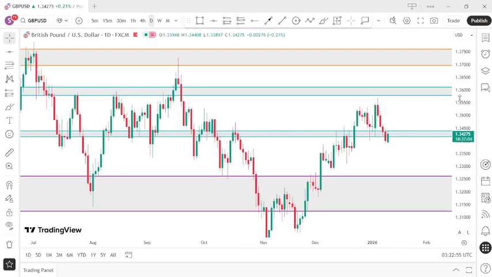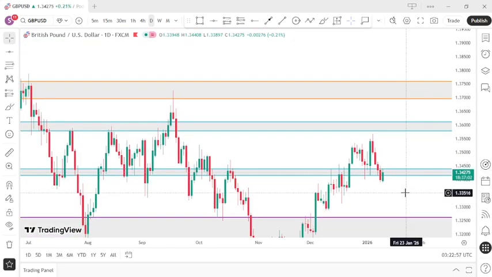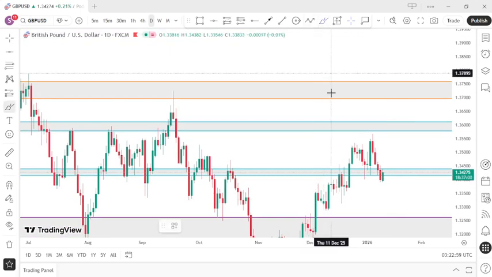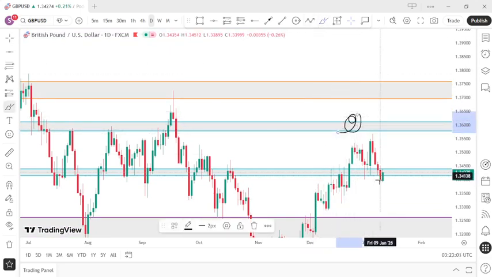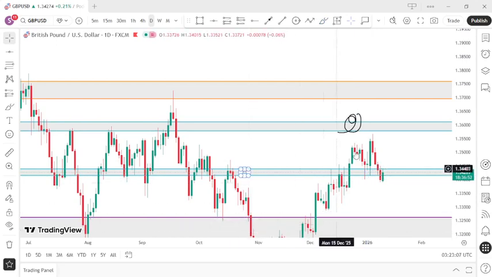Okay, so here we are on the daily. I have my daily upper zone here, my daily lower zone here. On the daily time frame, I'm looking at a break and retest.